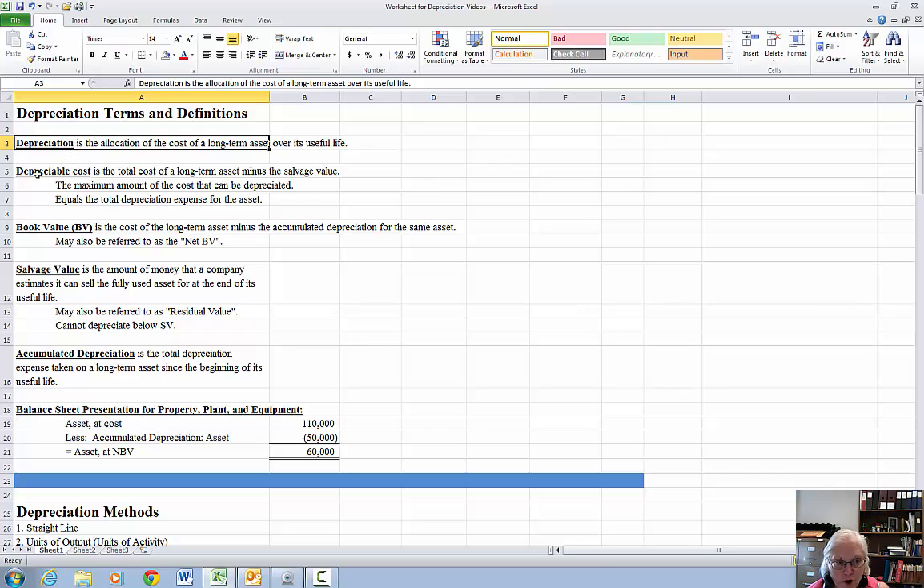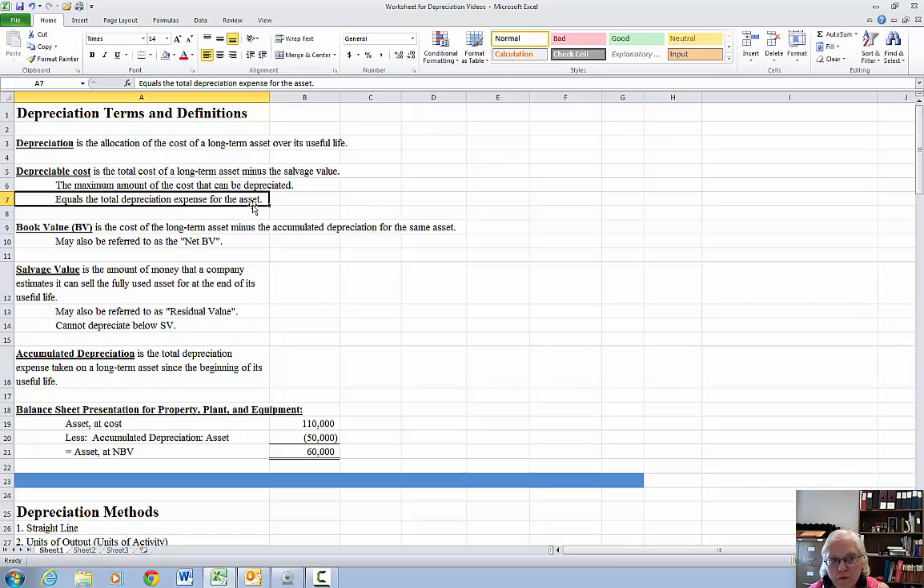The depreciable cost is something that we're going to want to know because that is the total cost of the asset minus its salvage value. Another way to look at depreciable cost is it is the maximum amount of the cost that can be depreciated. So just because we paid, say, $110,000 for the asset doesn't mean we can depreciate the whole $110,000. Another way to look at depreciable cost is it equals the total depreciation expense for the asset.